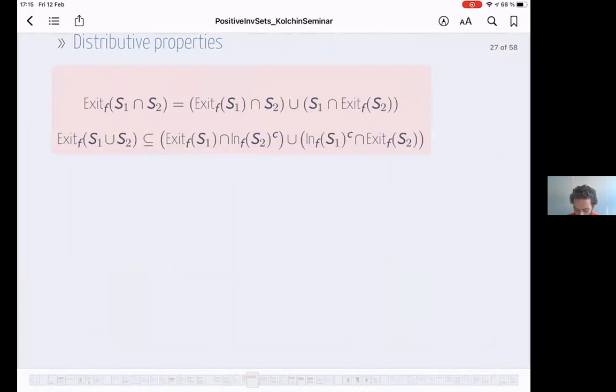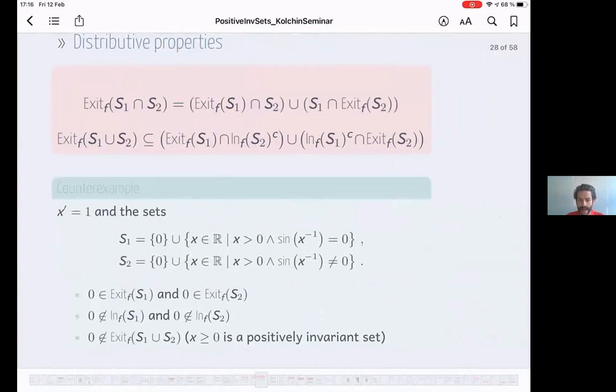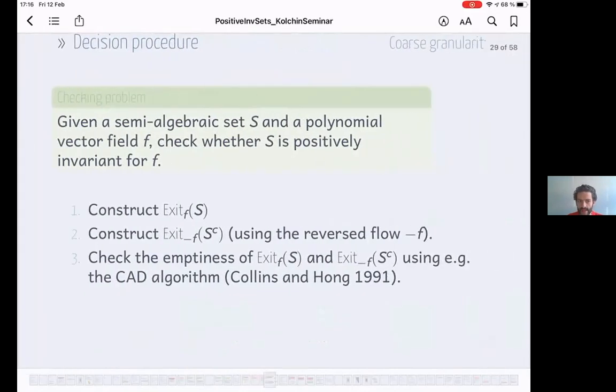Again, we do have some distributive properties, albeit slightly complicated, but we do have them. And it turns out that those distributive properties are going to be interesting for the computational aspects. And again, when everything is polynomial and we have semi-algebraic sets, I can compute the exit sets as I can compute in-F sets. And we do have, again, a second decision procedure for characterizing positive invariant sets using exit sets. And you might think that since I need to check the emptiness of sets, I might hit the same wall because I need to remove quantifiers.